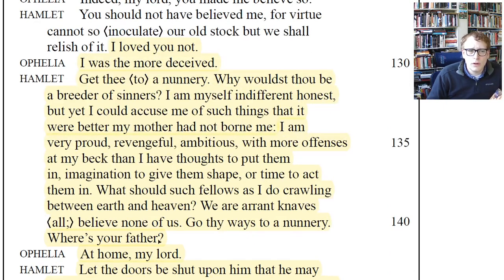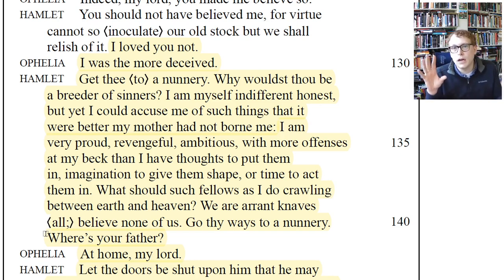Certainly he knows when he says, "Where's your father?" in line 141 right here. He knows he's being spied upon. I don't think he would ask that question just out of the blue. If I'm talking to my girlfriend, my ex-girlfriend, and we're having a deep conversation, I'm not suddenly going to ask, "Where's your dad at?" unless I suspect he's there.